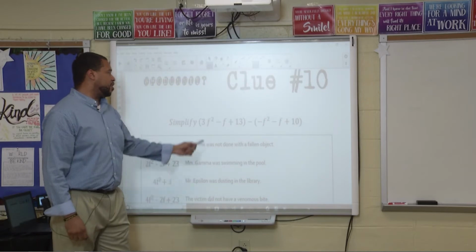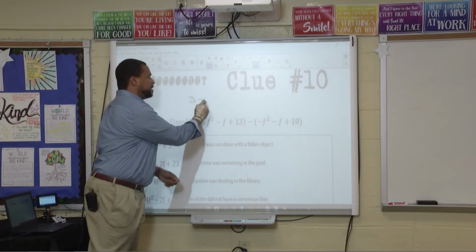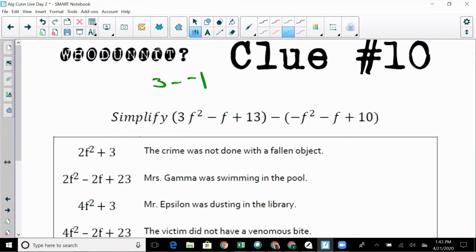Once again, we find our like terms, 3f squared minus negative f squared. So that is 3 minus negative 1. Here we will change that to addition, and that is 4f squared. Negative f minus negative f: once again, you're subtracting the same thing from what you had, so that goes away. 13 minus 10 is 3, so here we have 4f squared plus 3.